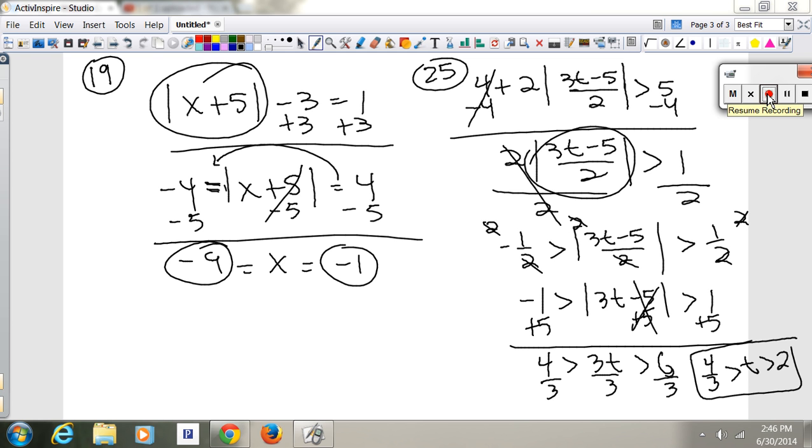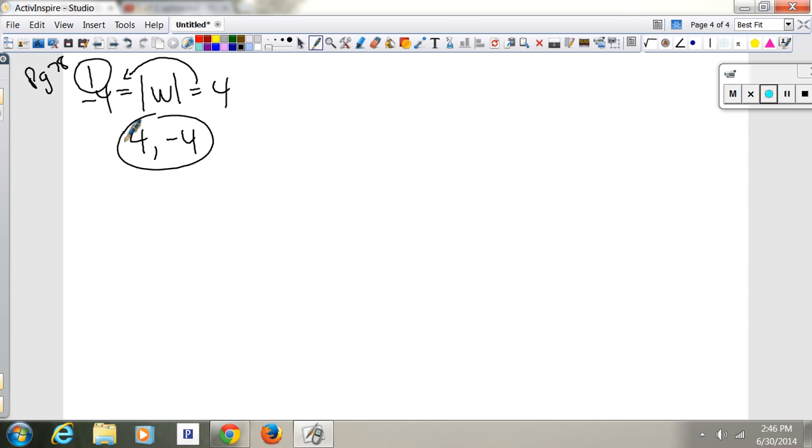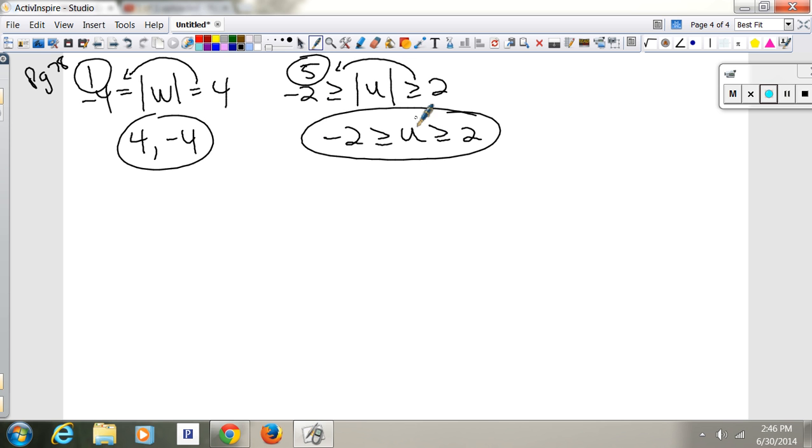Page 78 has the exact same kind of problems. So if you go to page 78, number 1, you've just got absolute value of w equals 4. So you're going to come over here and put equals -4, and there's your answers. 4 and -4 would be your two solutions. So that's what you're doing there. If you go to number 5, you can do the rest of them. Absolute value of u greater than or equal to 2. You're going to bring this sign over and put a -2.